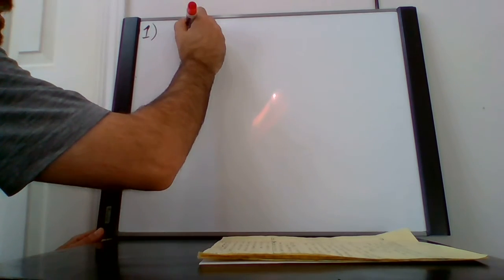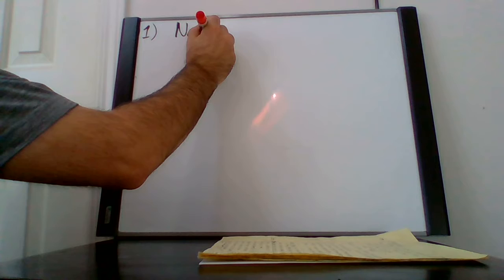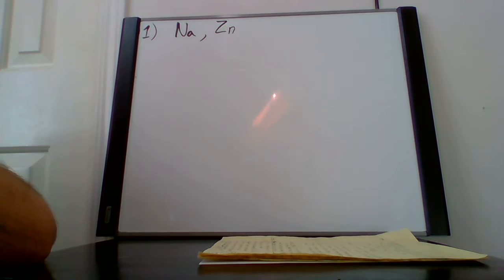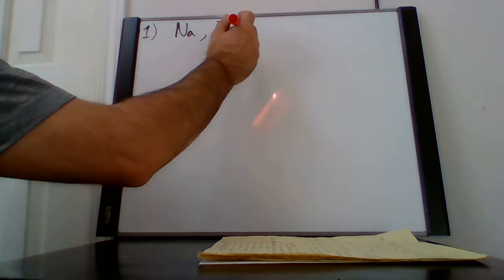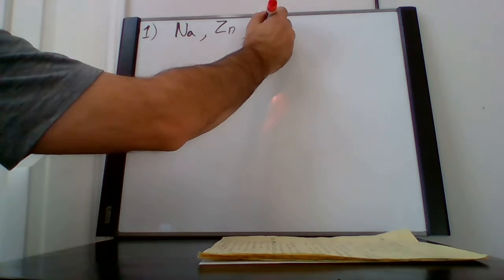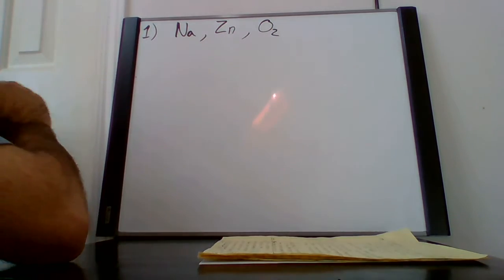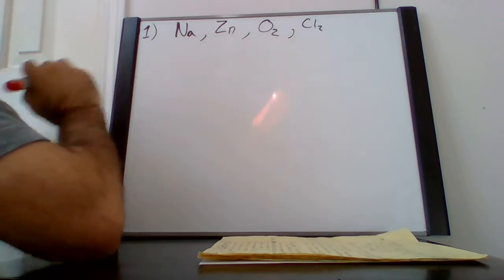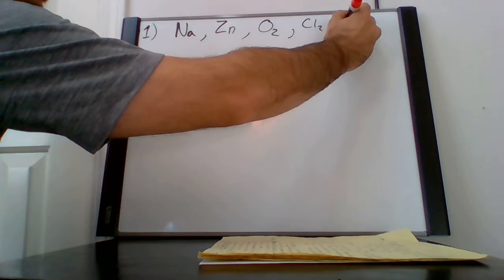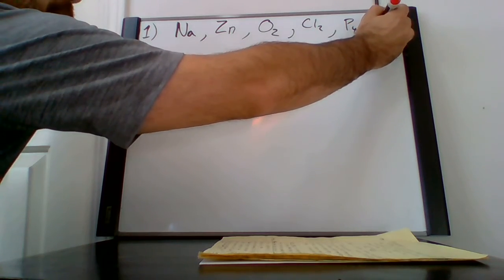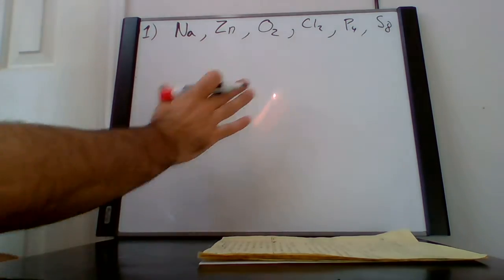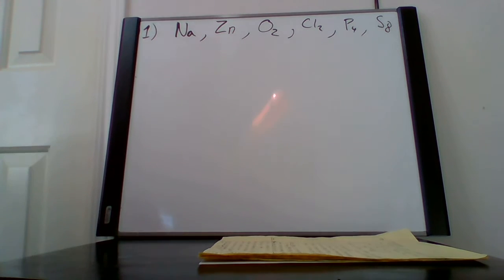For number 1, we could have something like sodium metal or zinc metal. But we could also have elemental forms of things, so we can talk about O2, Cl2, P4, or S8. Any of these compounds or elements are going to be considered their elemental form, and they would all have oxidation numbers of 0.